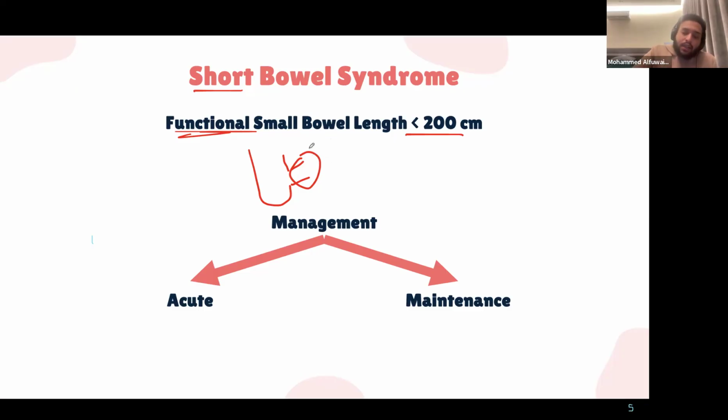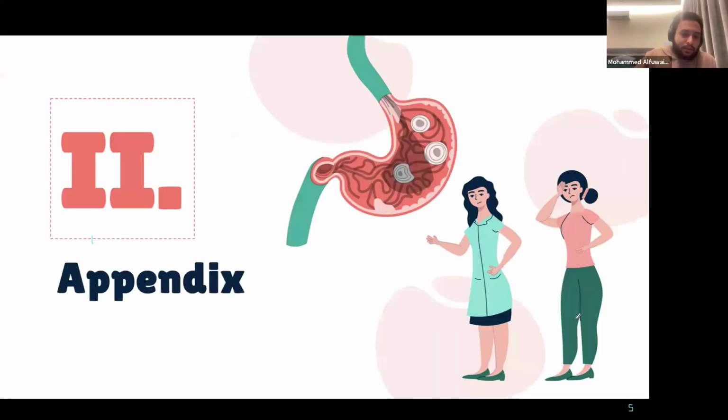Now, for management of patients with short bowel syndrome, typically you have acute and maintenance. Acute, you give them parenteral nutrition. You give them TPN, try to restore their nutritional status, number one. Maintenance is you try to basically not make them deficient in the minerals and vitamins. So you give them minerals and vitamins in the maintenance therapy. That's literally all that you need to know for short bowel syndrome. Which concludes small and large bowel.